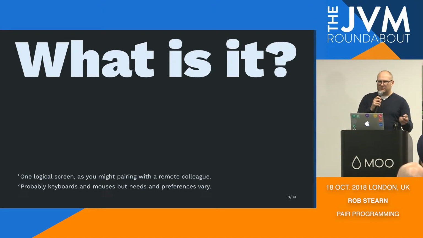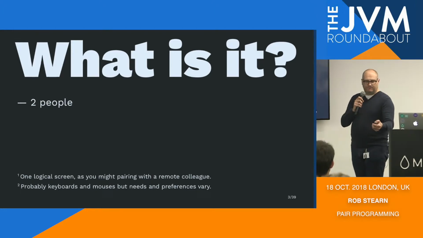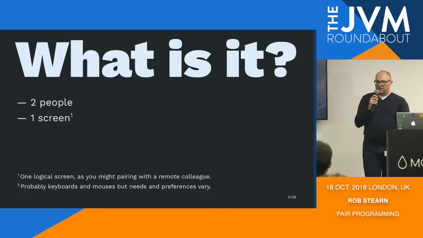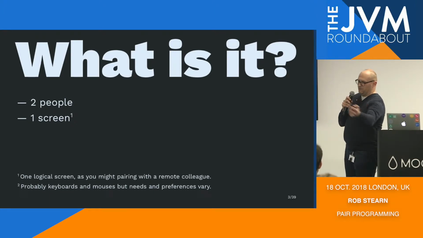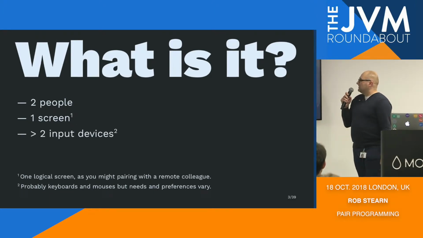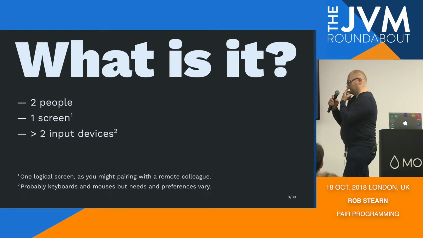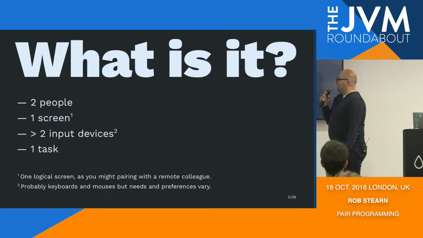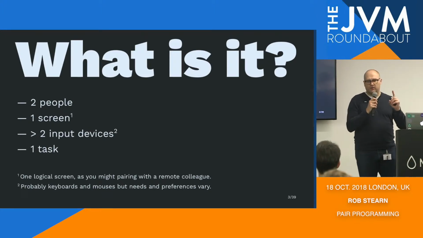So what is it? And this is going to sound a little bit didactic, apologies, because you probably know this already, but it's two people, right? It's nominally one screen. Could be one logical screen, could be one physical screen. You may be pairing with someone remotely. Up to and including 2 input devices. Again, your mileage may vary. But principally, the most important thing is it's one task, right? You're 2 people with one task.